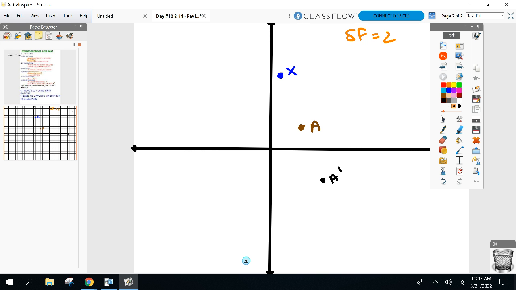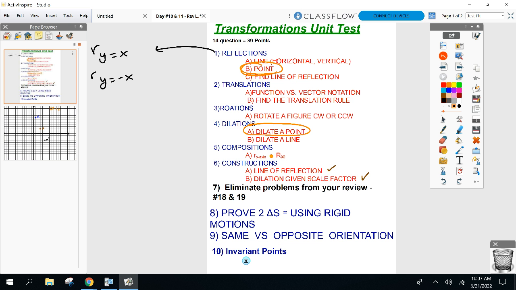Reflect, you're on the other side. Dilate, you're on the same side, either getting closer or further away from your point. Everyone good on the difference? I just want to make sure we're good because it's almost the same thing, but one ends up on the other side, one ends up on the same side.